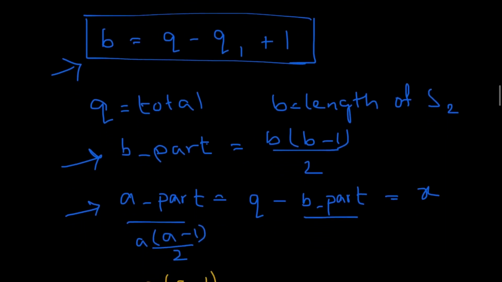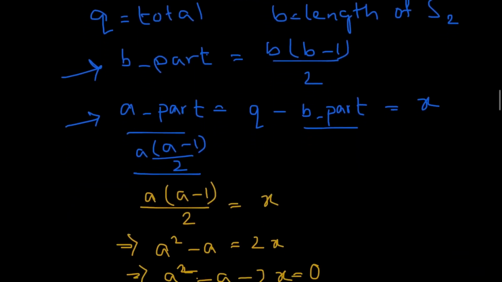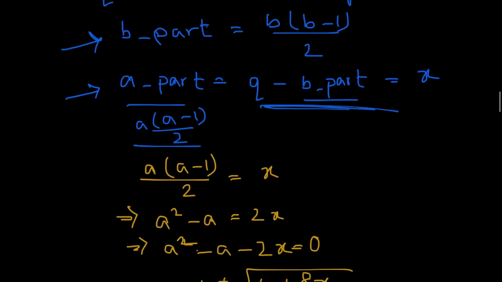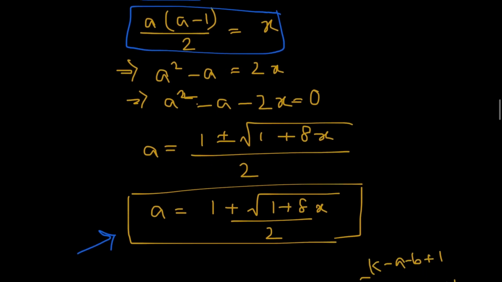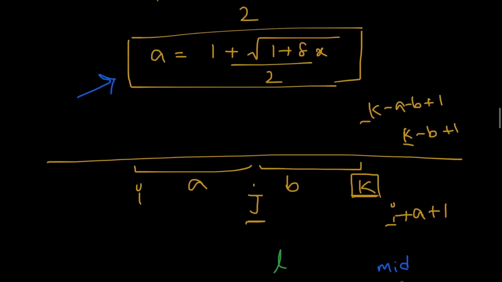Now, we know that for the A part, the number of inversions is A into A minus 1 by 2. So we use this value, that is Q minus the B part, and substitute it in this equation. From this equation, we find the value of A. Now we know the value of A, we know the value of B, and also we know the value of K. Now we can easily find the value of index I and J. So I hope the solution is clear to you. Now I'll show the code here.